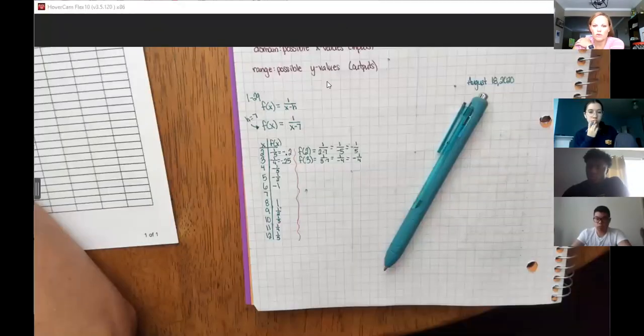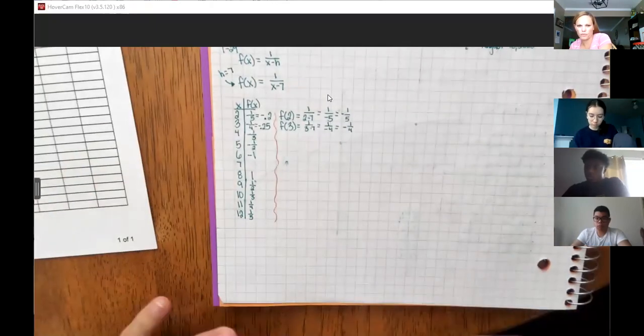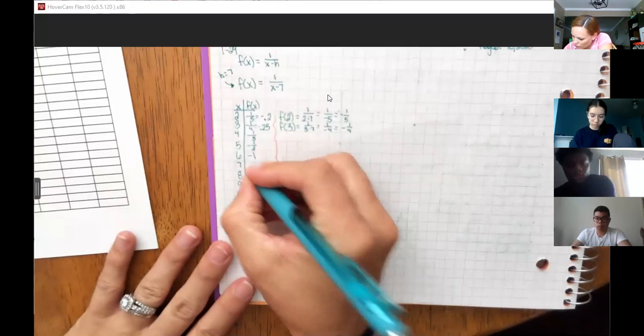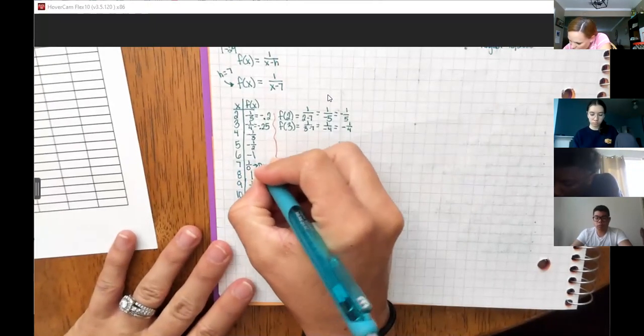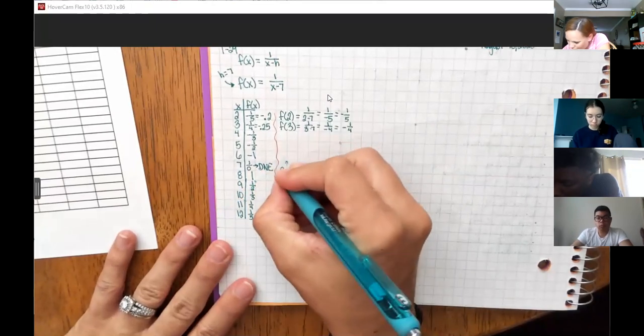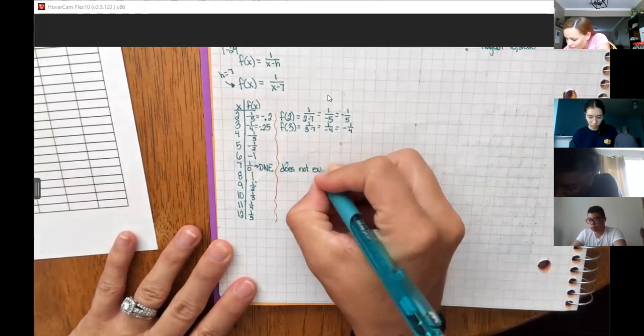Sorry. So when we plug in 7 in our denominator, we have 0. So 1 over 0 is not allowed. Let me go back to that. For 7, we have 1 over 0, which does not exist. We're not allowed to divide by 0.